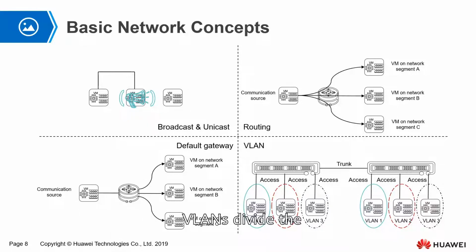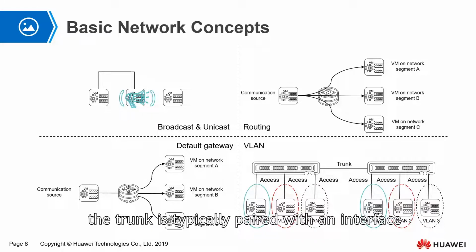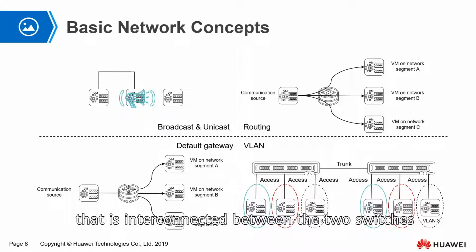VLAN divides the interfaces of switches into two categories. One is access and another is trunk. Access is generally associated with the switch interface that connects to the computer. However, the trunk is typically paired with an interface that interconnects two switches.